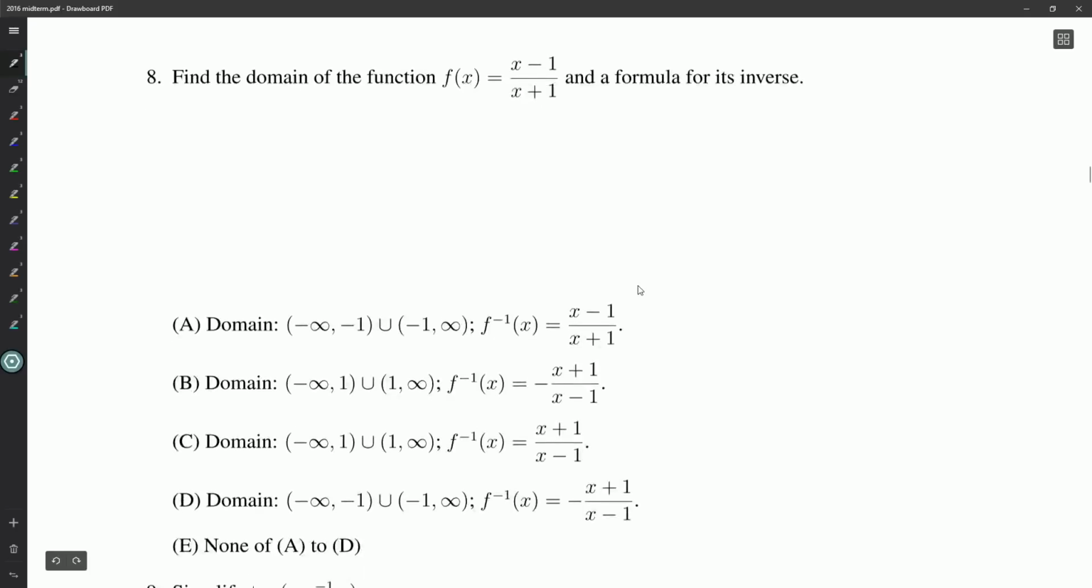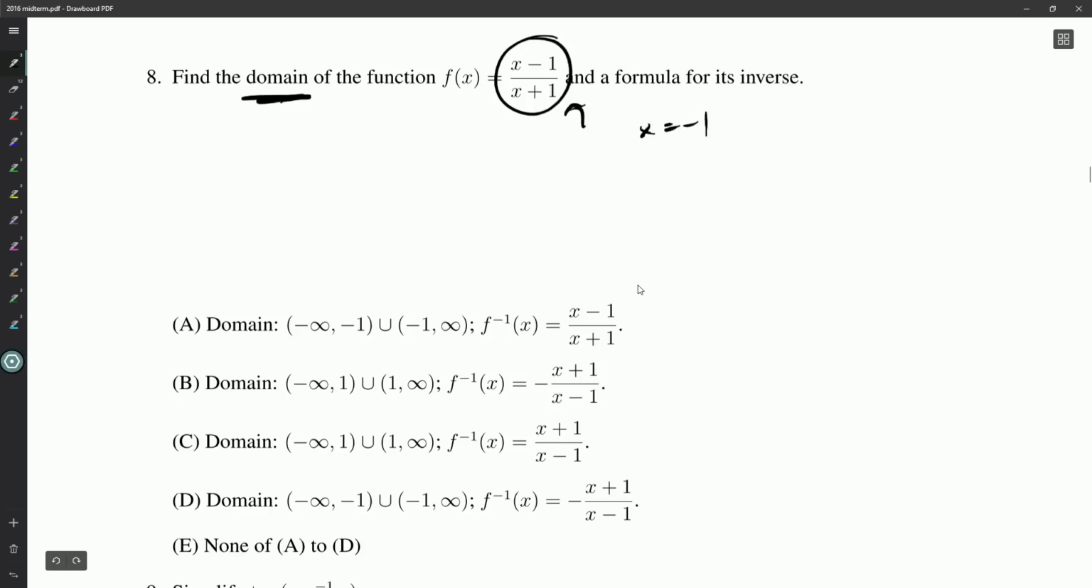All right, 8. Find the domain of the function and a formula for its inverse. Okay, so again, talking about domains, you just ask what numbers will this function accept? And this is a rational function, so the only thing it doesn't want to do is divide by 0. When is the denominator 0? When x is negative 1.